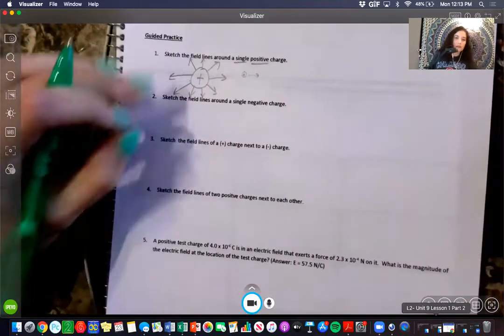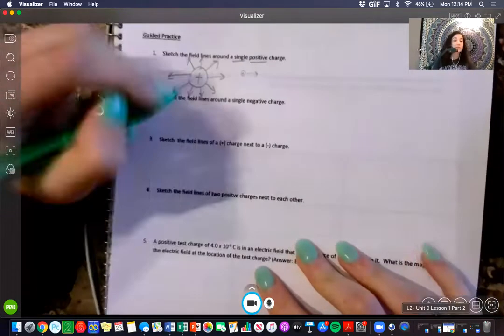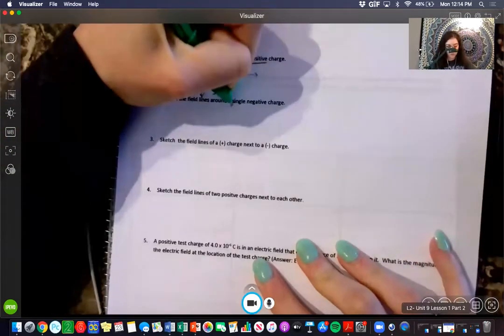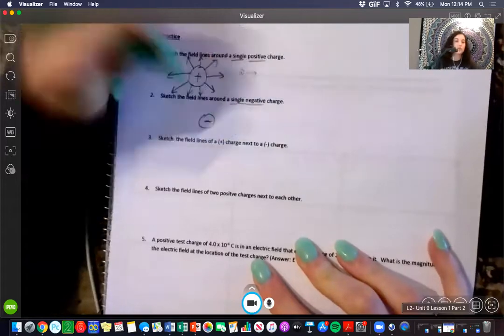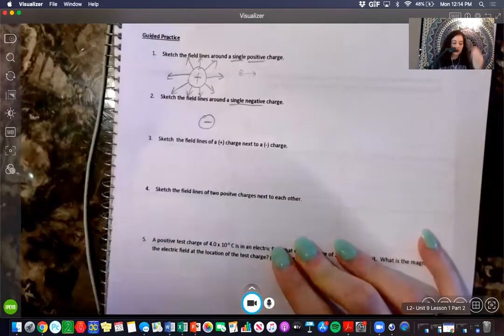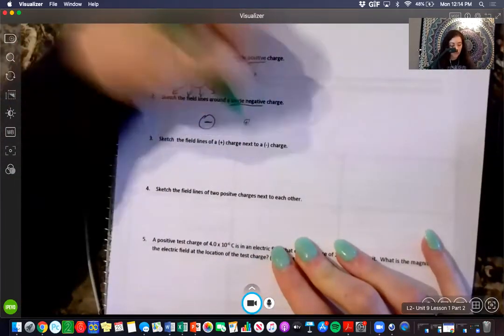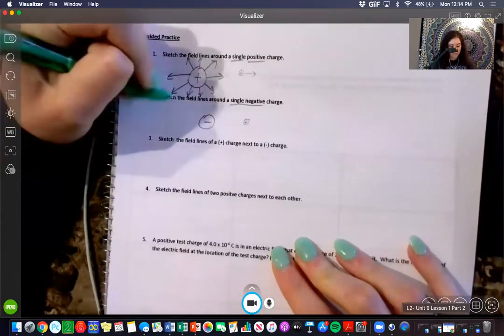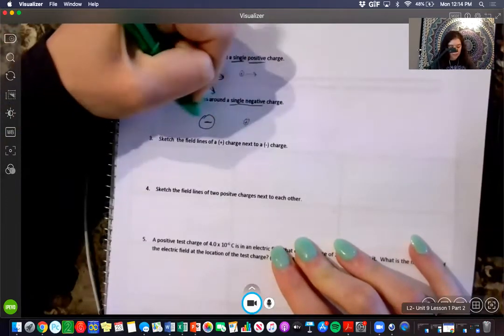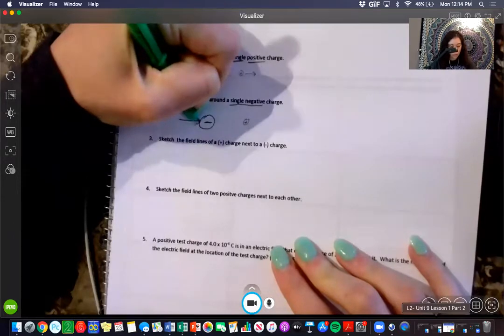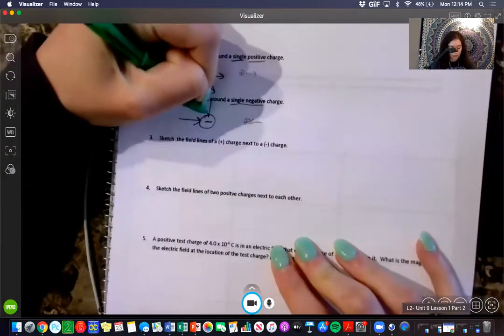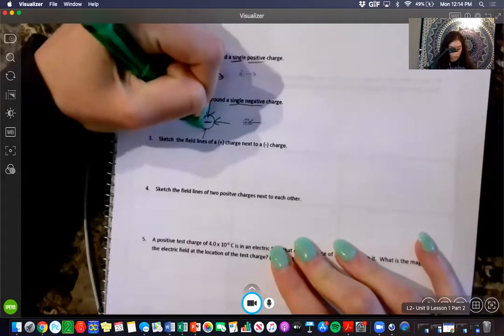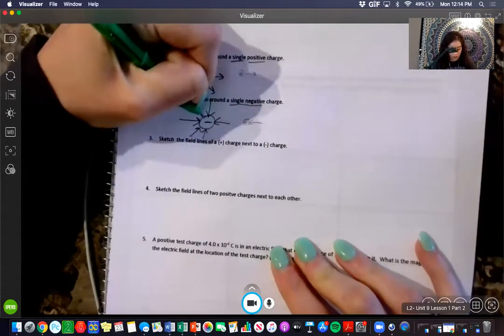Okay. Number 2, we're going to sketch our field lines around a single negative charge. So one charge that's negative. Here we go. Draw that in. And I need to think, if I put a positive charge next to it, what's going to happen? Well, it's going to be attracted. It's going to want to move that way, right, towards that positive charge. So all of my field lines have to point towards that negative charge.